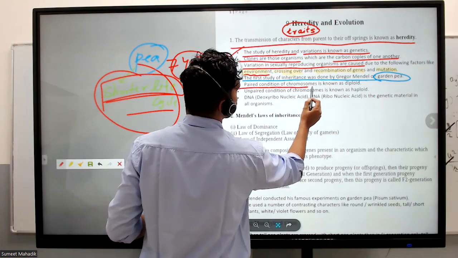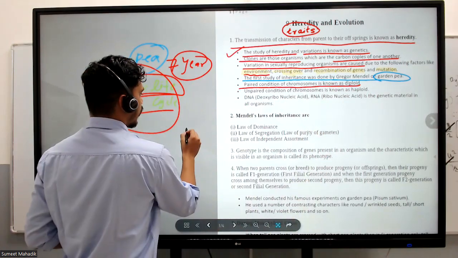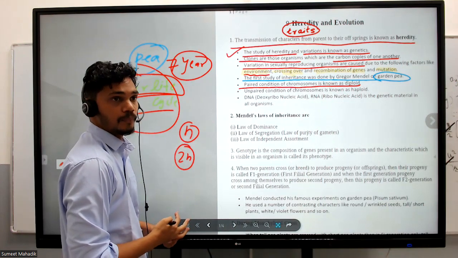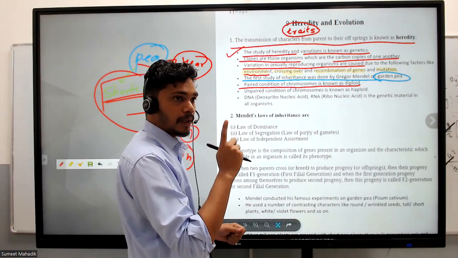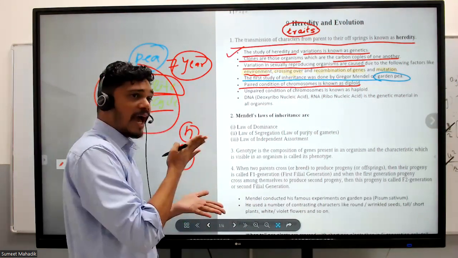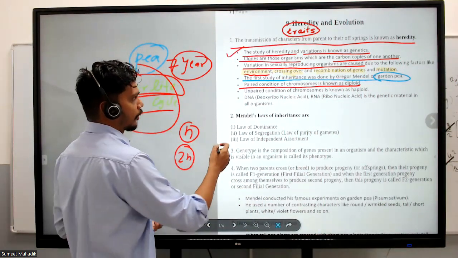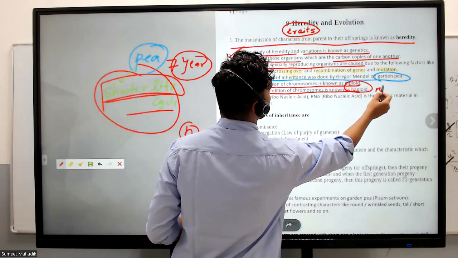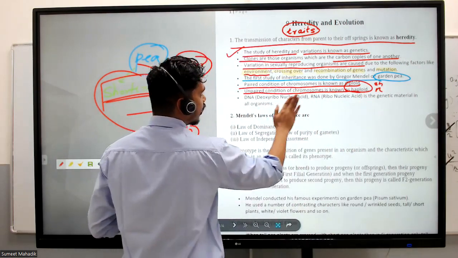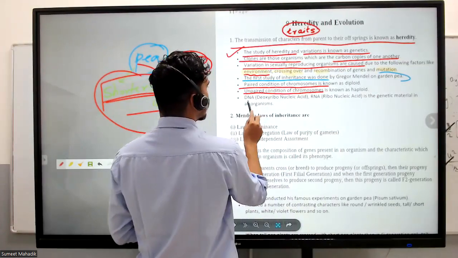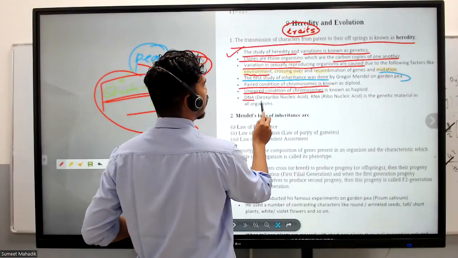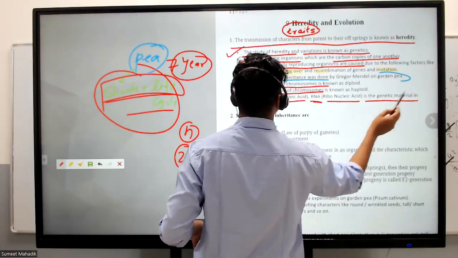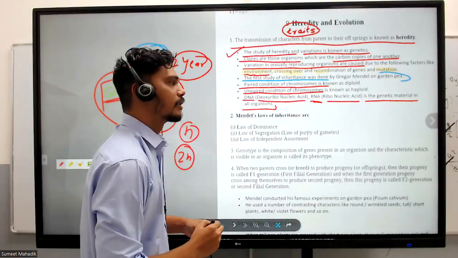Paired condition of chromosomes is known as diploid. Unpaired condition of chromosomes is known as haploid. When I'm drawing 2N, that means diploid, and N is haploid. Only in sexual reproduction does meiosis occur and the haploid cells are incorporated. This point is clear? Okay. So DNA. What is the DNA full form? Deoxyribonucleic acid. RNA full form is ribonucleic acid. DNA is the genetic material in all organisms.